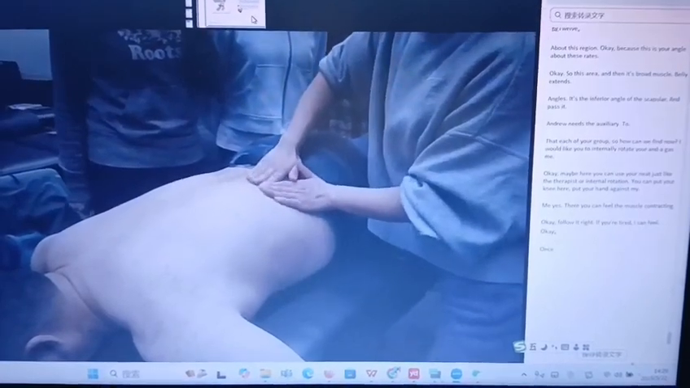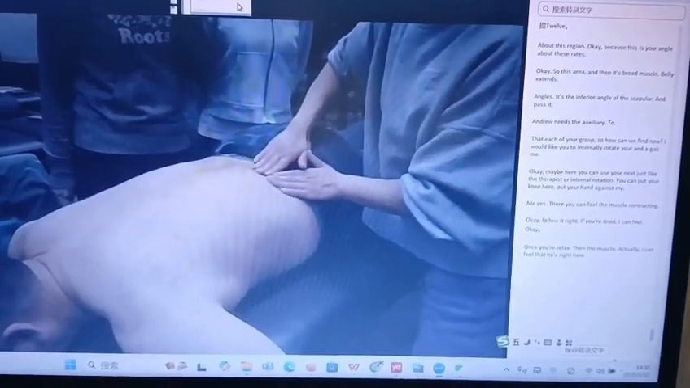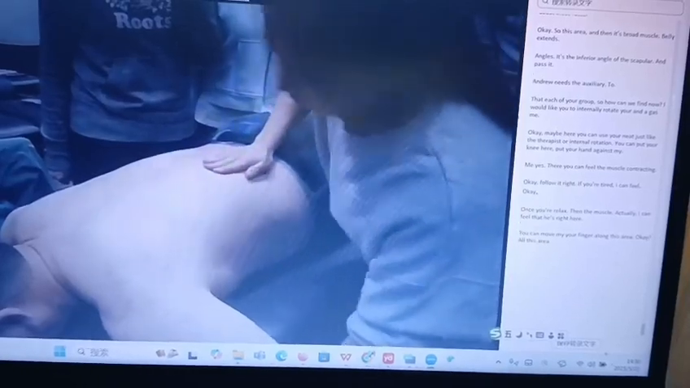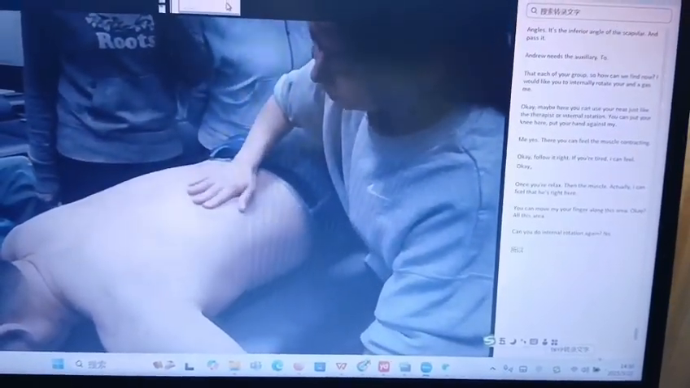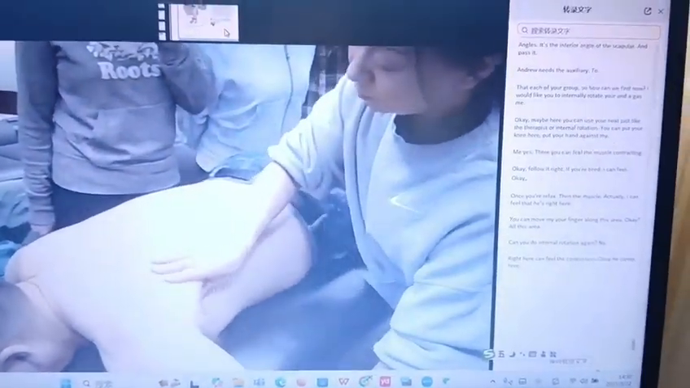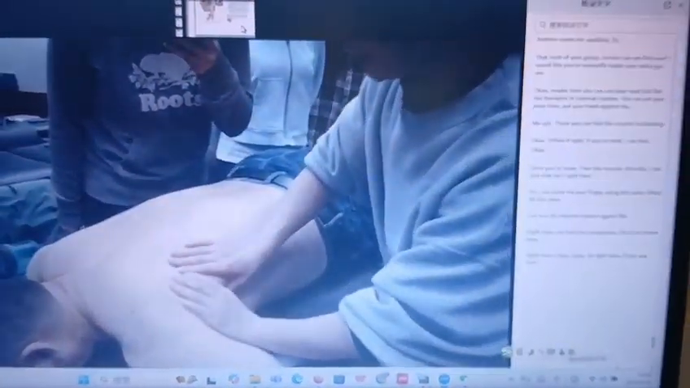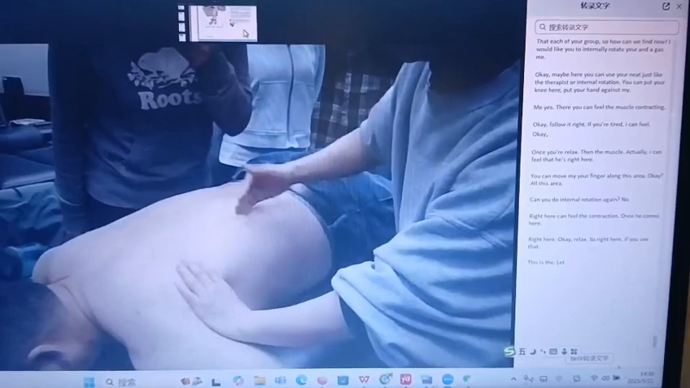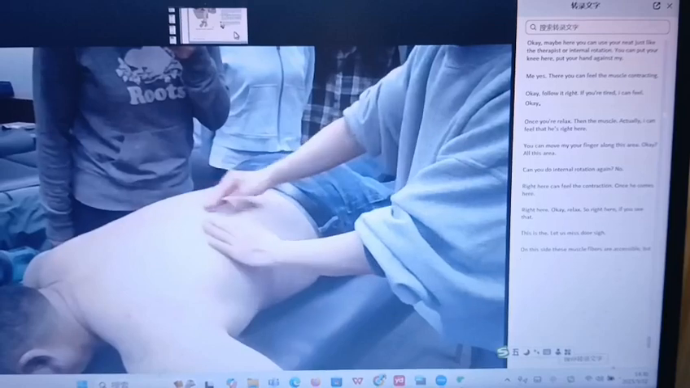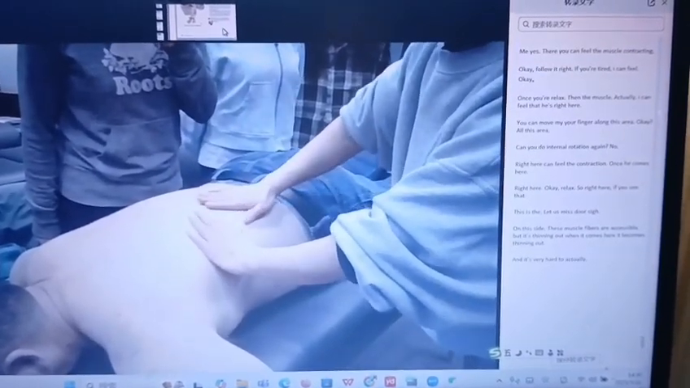Once you relax, then you can actually feel the fascial adhesion right here. Fascial adhesion. You can move your finger along this area. Can you do internal rotation again? Now, see the muscle belly right here. You can feel the contraction. Once it comes here, relax. So right here, this is the latissimus dorsi. On this side, these muscle fibers are accessible, but it's thinning out. When it comes here, it becomes thinner, and it's very hard to actually grasp all the muscle fibers.